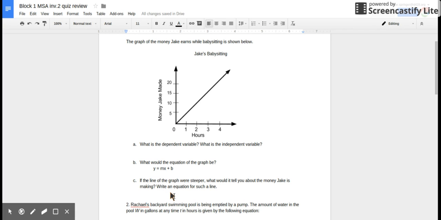hour. So if we wrote an equation for such a line, for a line that's steeper than the original, we would have our y equals mx plus b, and our value for m would be greater than our value for m here, because our value for m is our rate of change. And if we had a steeper line, that would show us that we're making more per hour. So your m value here should be greater than your m value here, because a steeper line would have a greater rate of change.